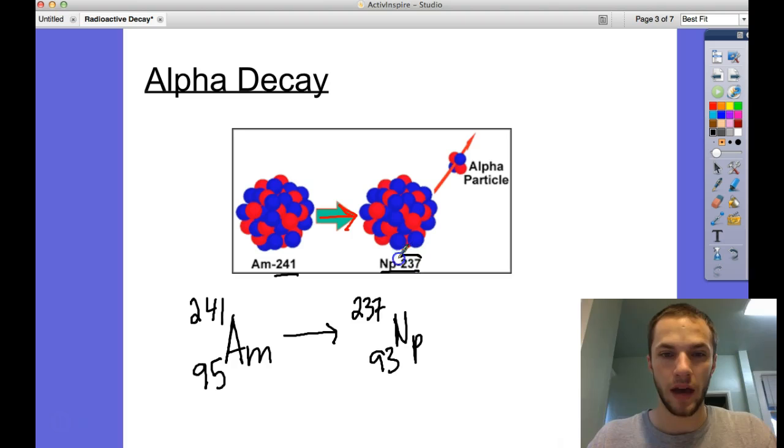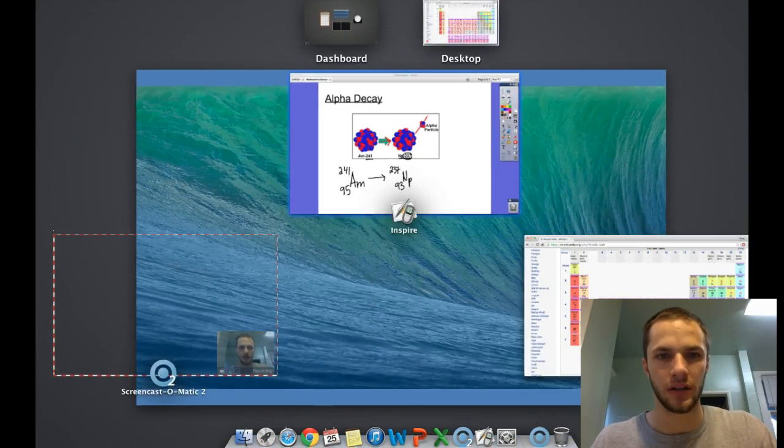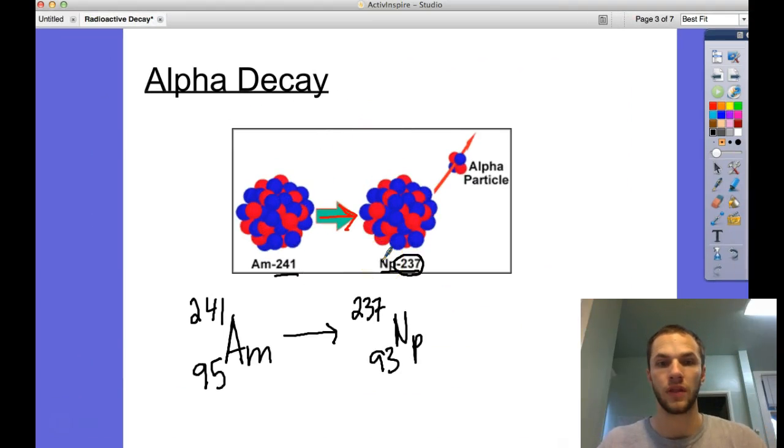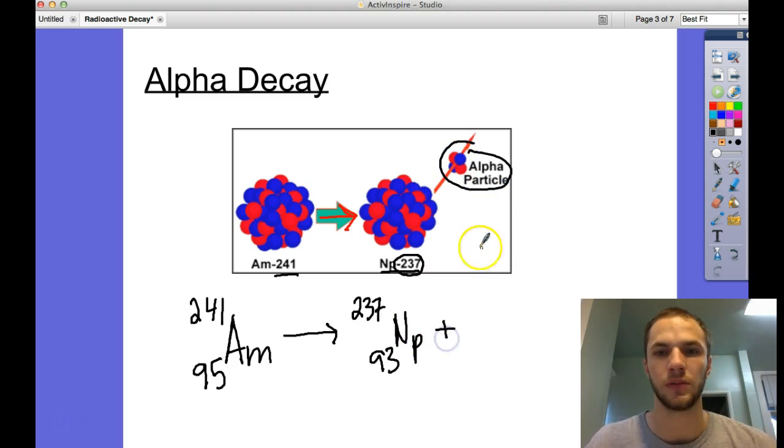Notice, I took the mass that was given in the isotope listed, not what is listed on the periodic table. There will be a mass listed on the periodic table, but don't list that. List the one that is in the problem. But something else is also released, this alpha particle. So something else has to be released. What is this alpha particle?